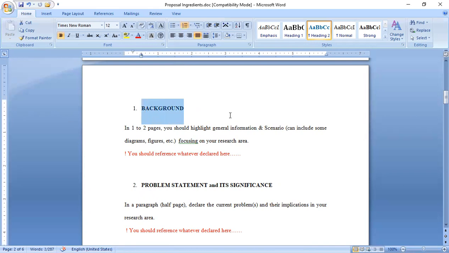Once again, how can we compute the background, how can we write the background? We must read some review papers, good review papers, in order to get some information related to any particular research domain. And the background heading must be limited to 1 to 2 pages.